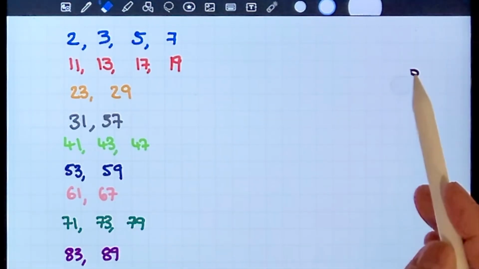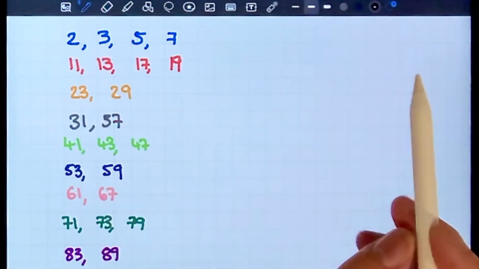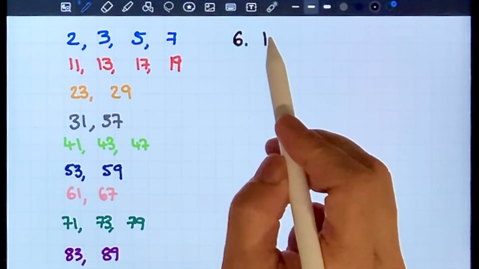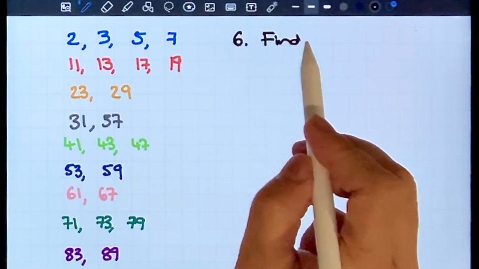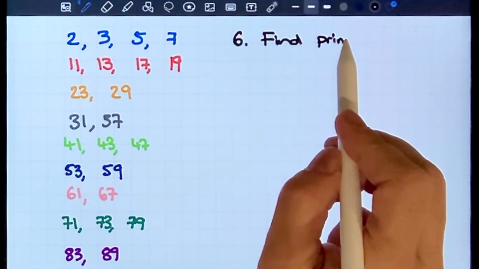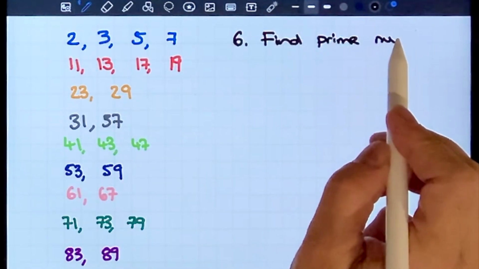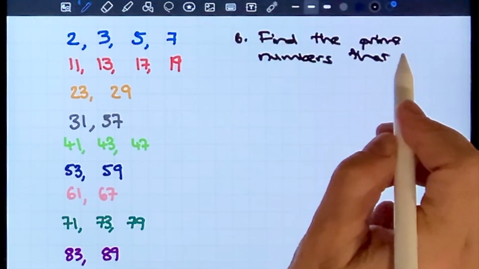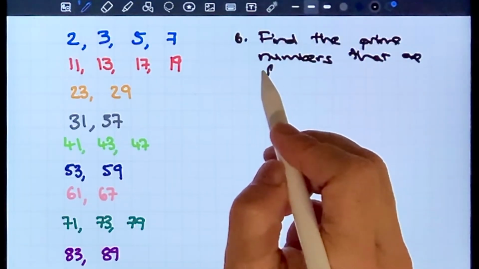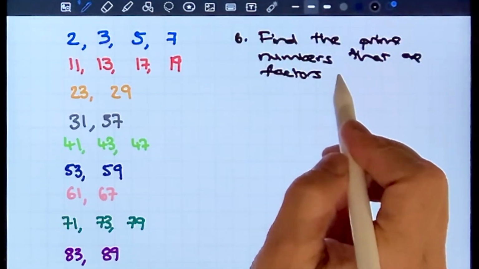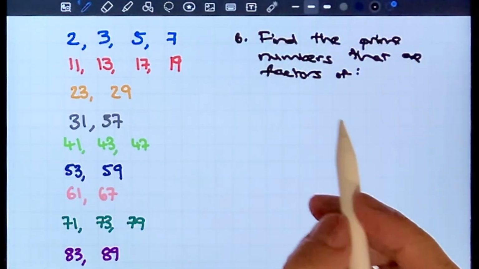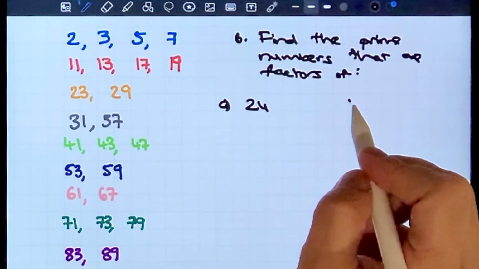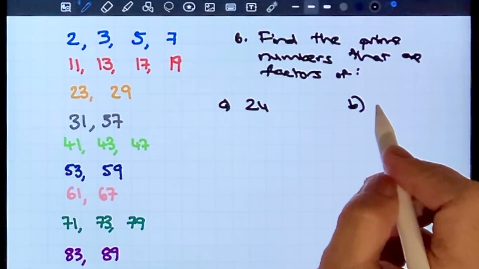And now we're going to move on to example number 6. We're going to find prime numbers that are factors of the following numbers. There's 24 and 85.